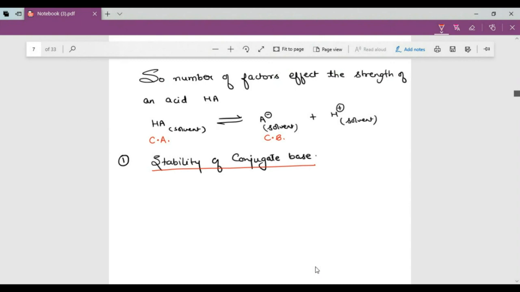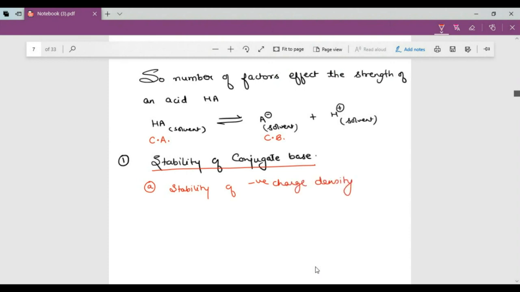As this conjugate base becomes more and more stable, it will be less attracted towards H plus, thereby diminishing the backward equilibrium and supporting the forward direction of this equilibrium. So, as the stability of this A minus, the conjugate base, is increased. Now, the stability of this conjugate base will depend on what factors? I will say stability of negative charge density.